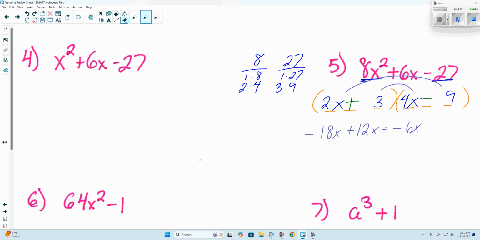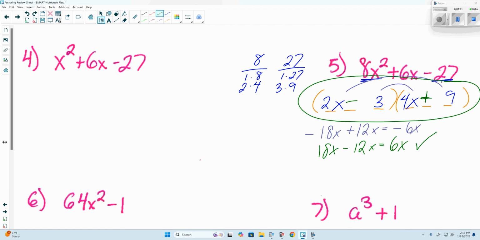Yes. So since we got the correct number but wrong sign, all we need to do is flip the signs. So we'll change the plus to minus and the minus to plus, because now we have 2x times positive 9, which would be positive 18x. Negative 3 times 4x would be negative 12x, which will give us a positive 6x, which is what we wanted. Questions on these here?